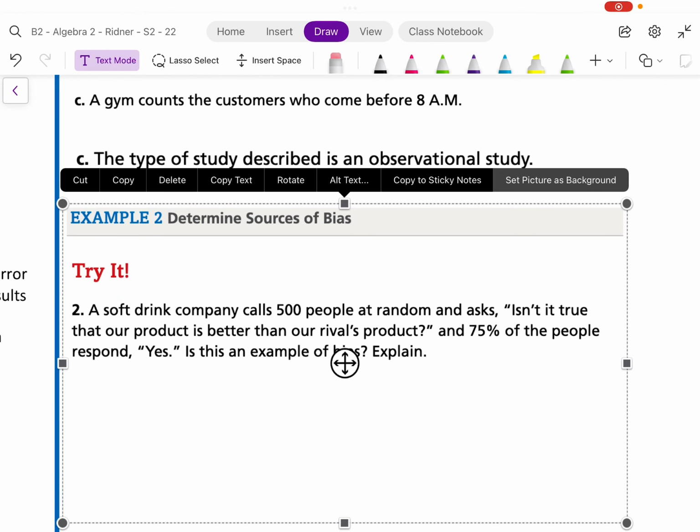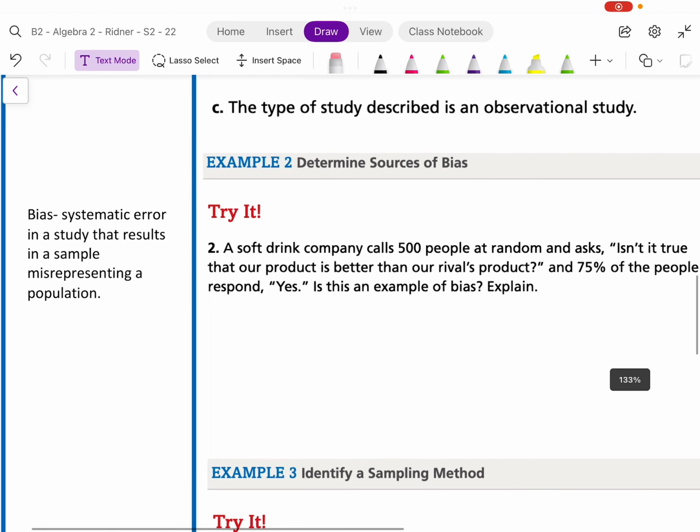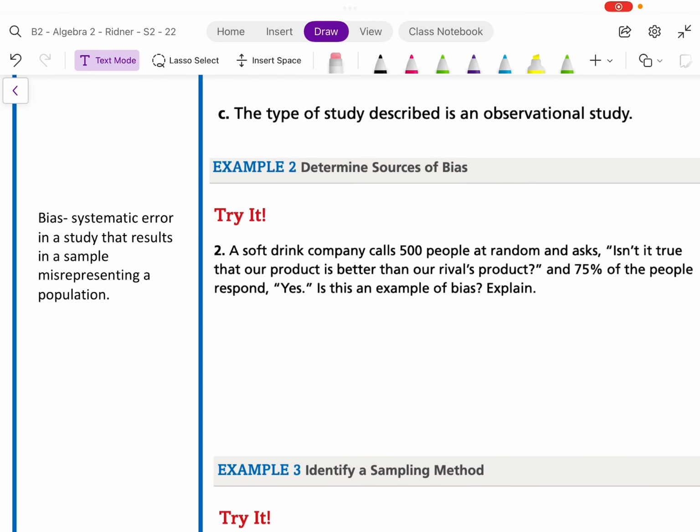Okay. All right. Moving on to a source of bias. So what does it mean to be biased? It is a systematic error in a study that results in a sample misrepresenting a population. So if English is your first language, you've probably heard the saying, I might be biased, but, and it's usually in terms of things like, I might be biased, but I think my kid is the cutest, just simple things like that. But what does that mean? Well, because you're their parent, then are you really a good judge or not? Of course you're going to think your kid's cute, right?